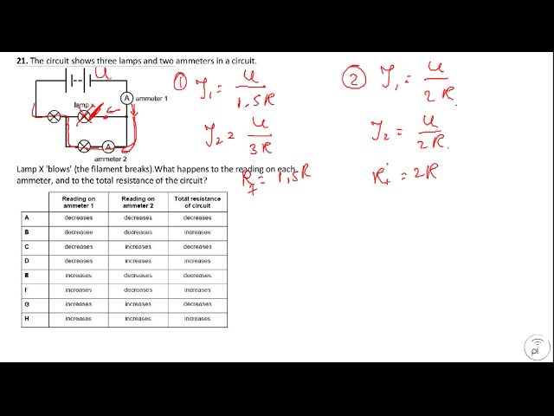Значит, I1 во втором случае уменьшился, decreases. I2 во втором случае увеличился, а R total во втором случае увеличился. Ответ будет D.